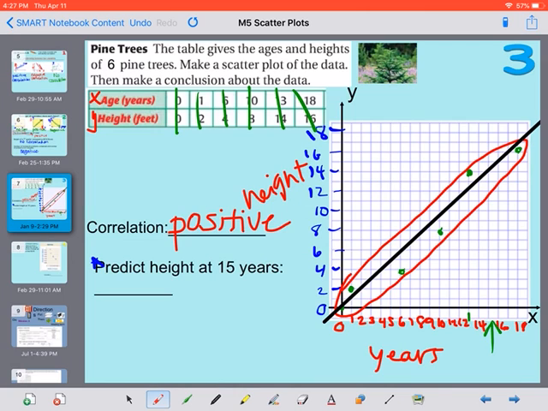So at 15 years, right here, 15, if I follow that up to the line right there, even though there's not a point there, we could predict that that tree would be at about a height of 14 feet. 14 feet tall, that's the height of a tree at 15 years approximately. It's not going to be exact.